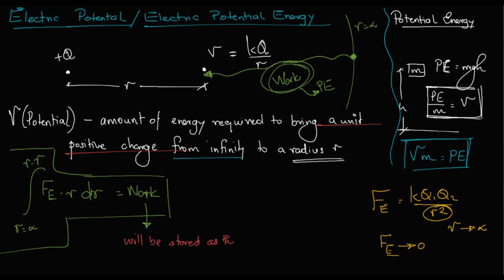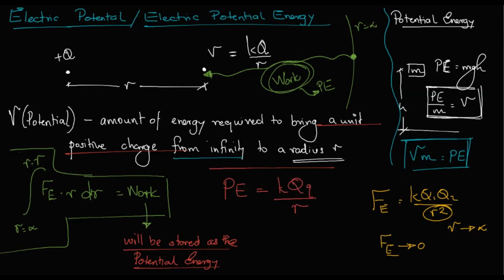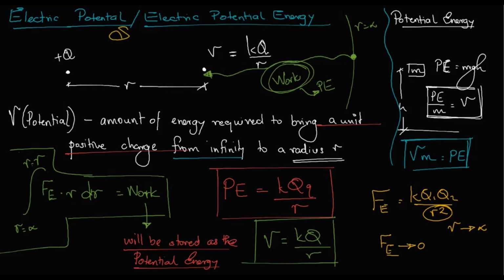So this work is going to be stored as potential energy in the system. So we will say the potential energy is given by kQq over r, and the potential is kQ over r. And don't forget that these are all scalar quantities. They are no longer vectors.